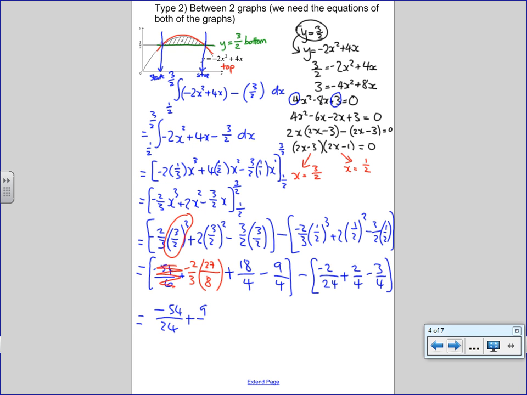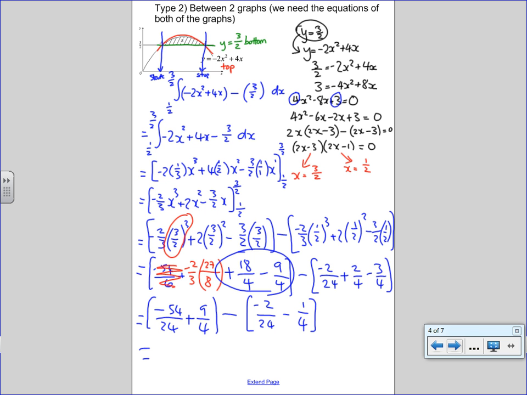Add 9 over 4. To be honest, at this stage, I could just use a calculator, couldn't I? Where's the 18 over 4? I did these two together. Oh, right, okay. Is that right? Yeah, that's fine. And then I've got minus 2 over 24 minus 1/4. I need a calculator. Well, the answer it reckons is a third, which seems like a very simple answer for all that work.